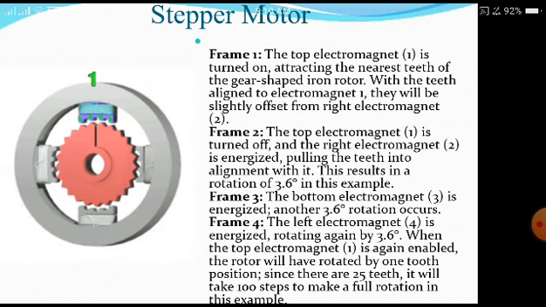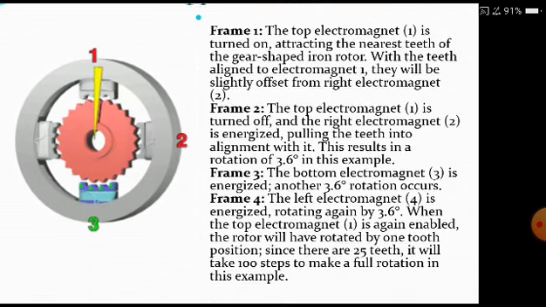Okay, the top electromagnet 1 is turned off, and the right electromagnet 2 is energized, pulling the teeth into alignment with it, resulting in a rotation of 3.6 degrees. In this example it is shown like that. Okay, the bottom electromagnet 3 is energized. Another 3.6 degree rotation occurs. Okay, the left electromagnet 4 is energized, rotating again by 3.6 degrees.